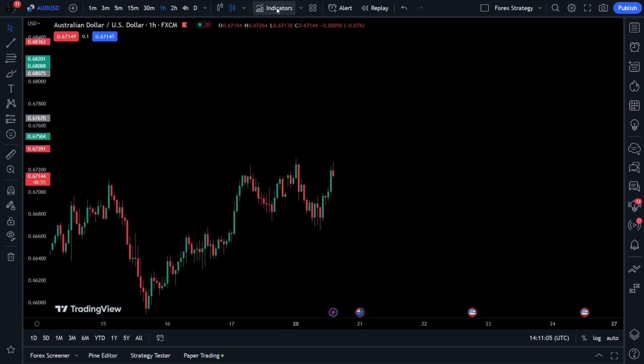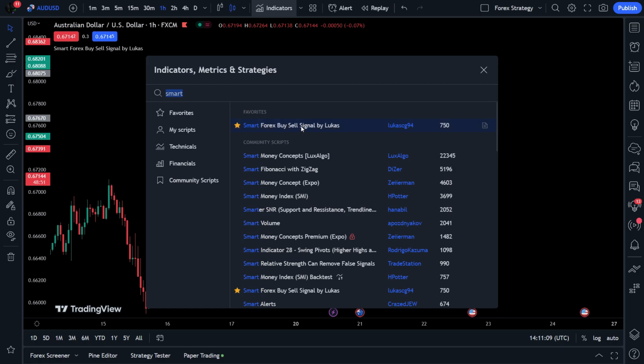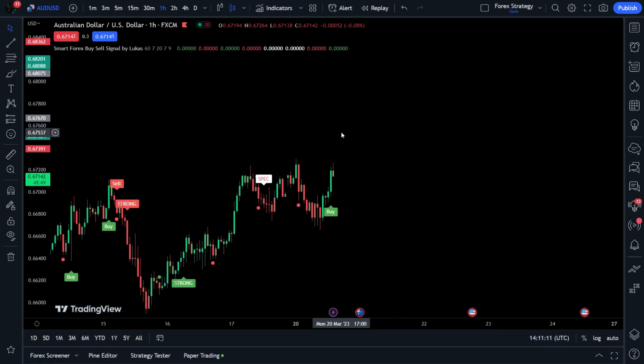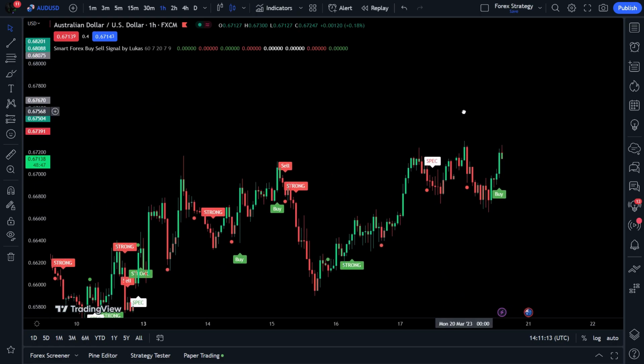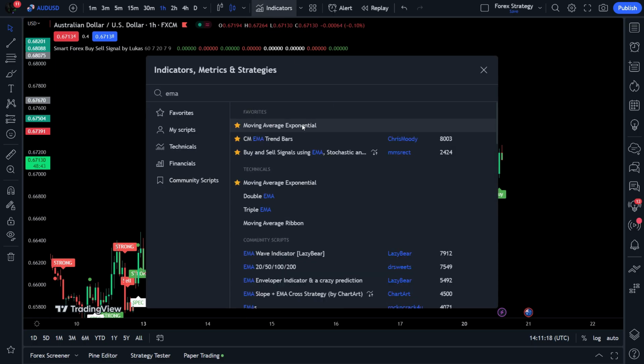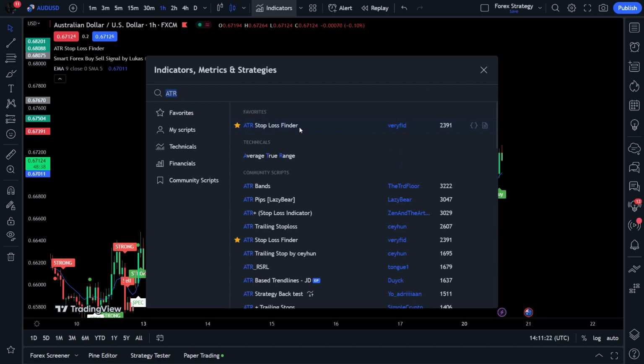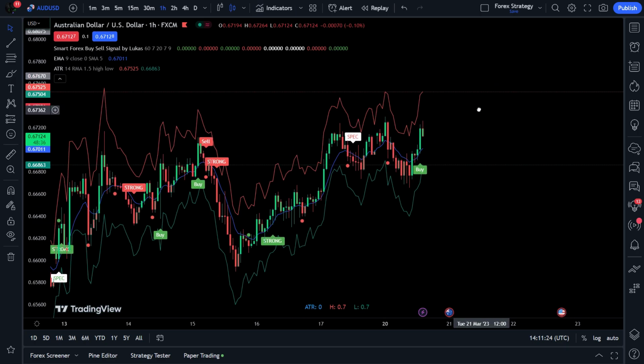First, head over to Indicators and type Smart Forex Buy Sell Signal by Lukas. We are also going to be needing two more indicators to help with entries using this indicator. Type in EMA, and let's add this one here. Next, type in ATR Stop Loss Finder. Okay, now that is done, let's change some settings.